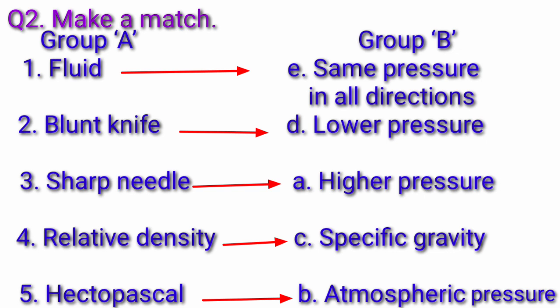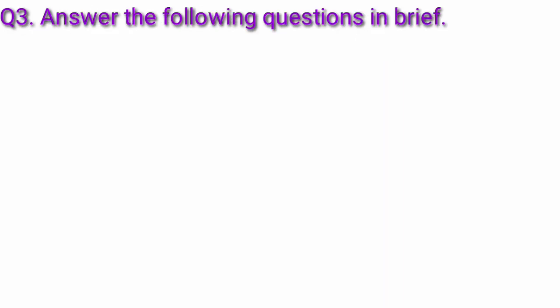Answer. 1 fluid, same pressure in all directions. 2 blunt knife, lower pressure. 3 sharp needle, higher pressure. 4 relative density, specific gravity. 5 hectopascal, atmospheric pressure. Now, question 3.